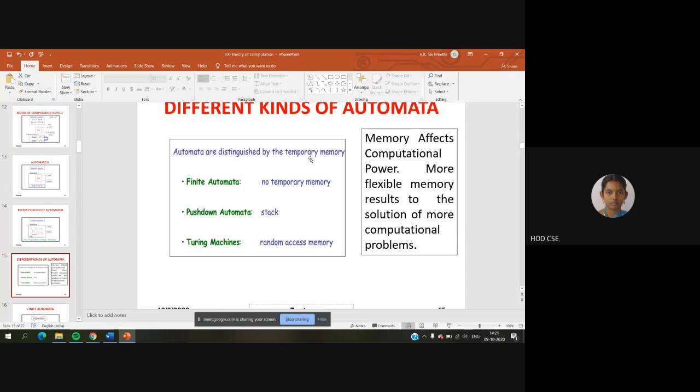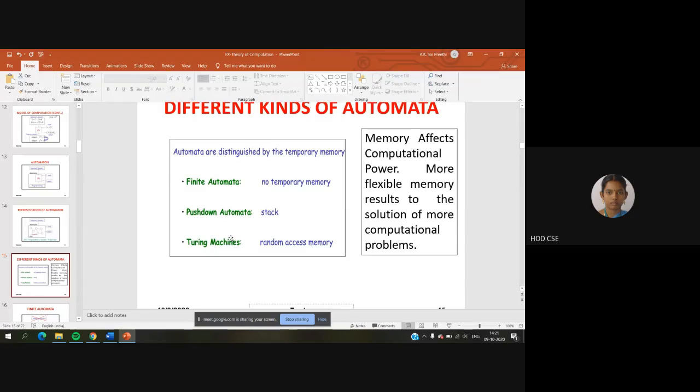And we have different types of automaton in theory of computation, and three are very important. One is finite automata, another one is the push-down automata, and finally we have the Turing machine. So your syllabus is focused towards these three automaton: finite automata, push-down automata, and Turing machine.